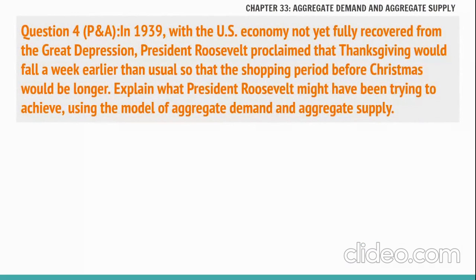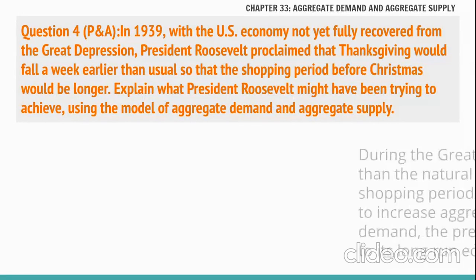In 1939, with the U.S. economy not yet fully recovered from the Great Depression, President Roosevelt proclaimed that Thanksgiving would fall a week earlier than usual so that the shopping period before Christmas would be longer. Explain what President Roosevelt might have been trying to achieve using the model of aggregate demand and aggregate supply.